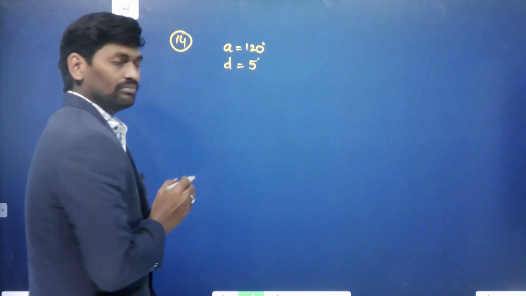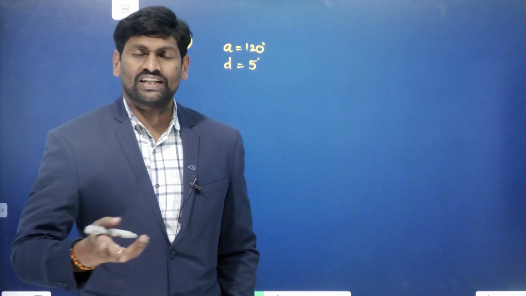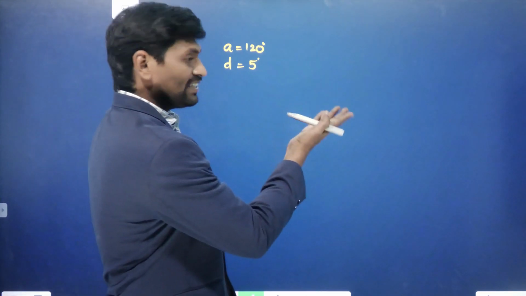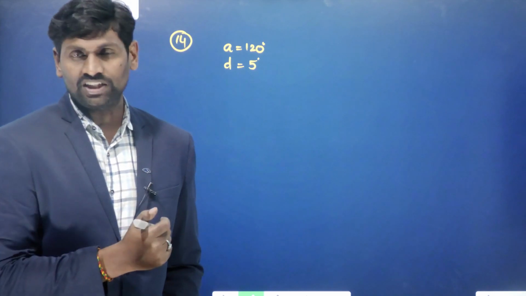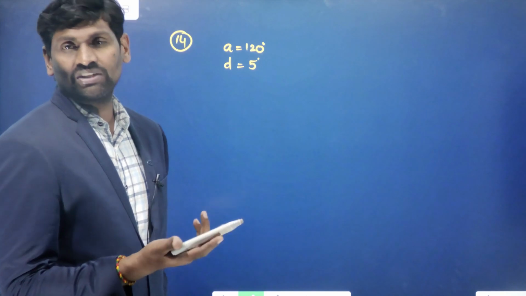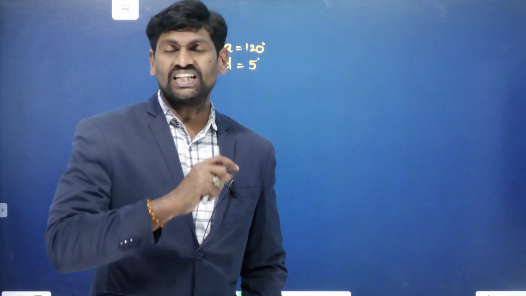Can you say the second term? If the first term is 120 degrees, what is the second term? 125. Very good, because a plus d is the second term, and a plus 2d is the third term. So 125 is the second term, then 130, 135, 140, 145. Like that the series will come.